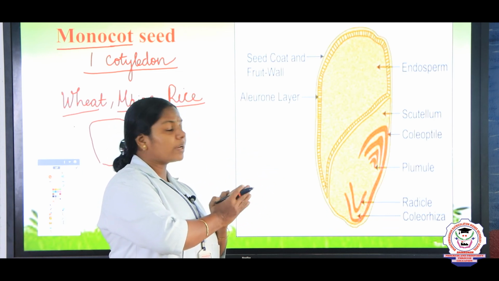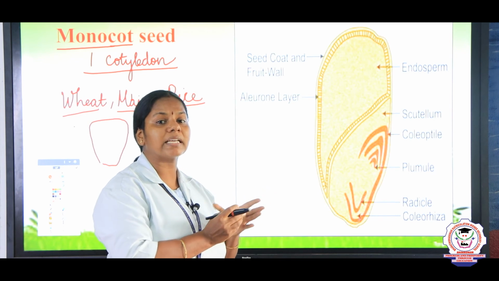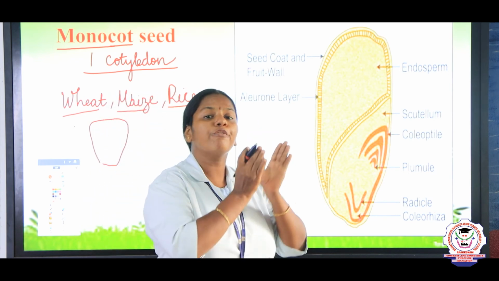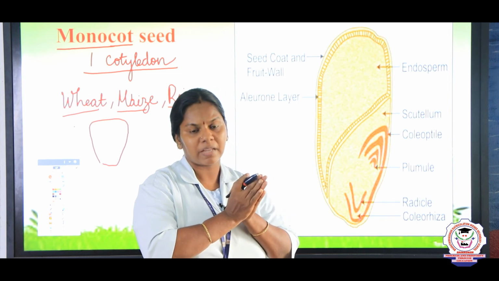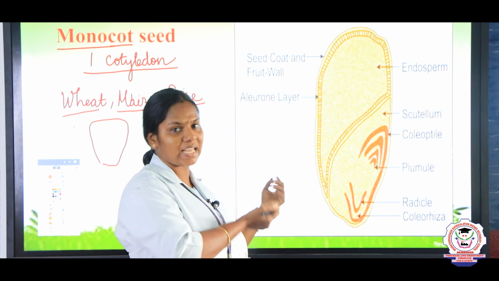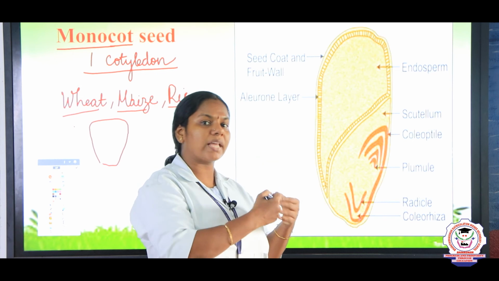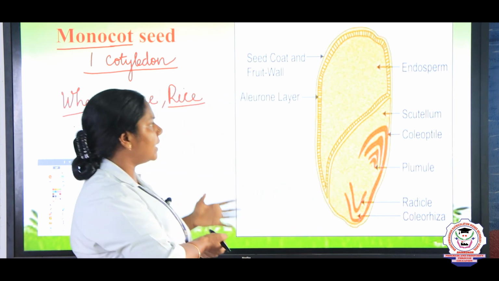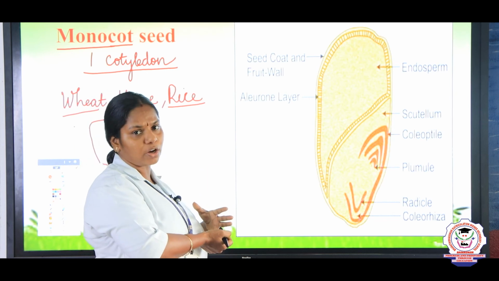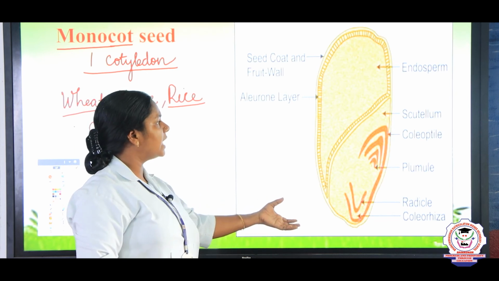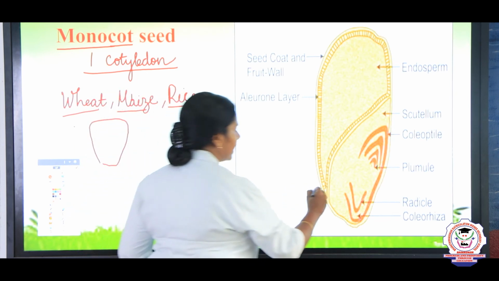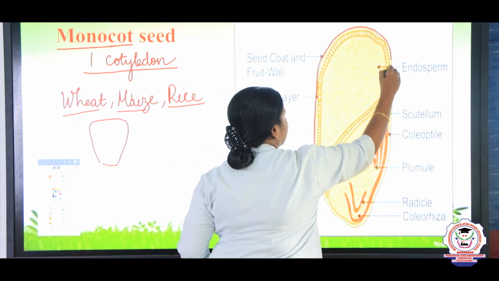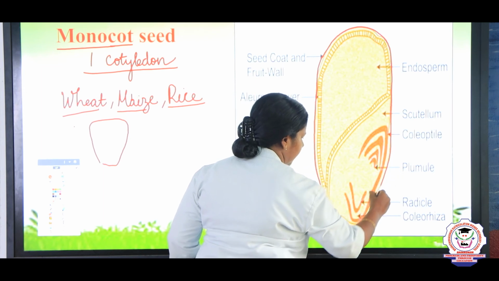And one more important thing is that here the testa and tegmen are fused to each other, and we cannot differentiate the region as above the axis or below the axis. We cannot differentiate it as a plumule or a radicle. And now we can study the structure of the monocot seed, that is the rice, right. And this is the structure of the rice, children, that is a paddy, Oryza sativa, right.